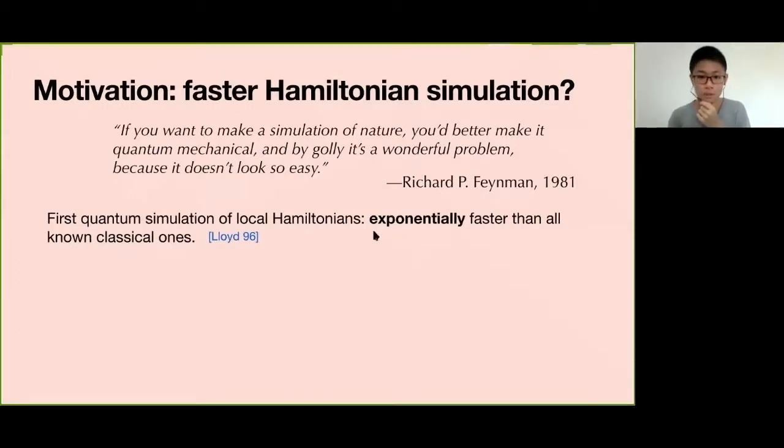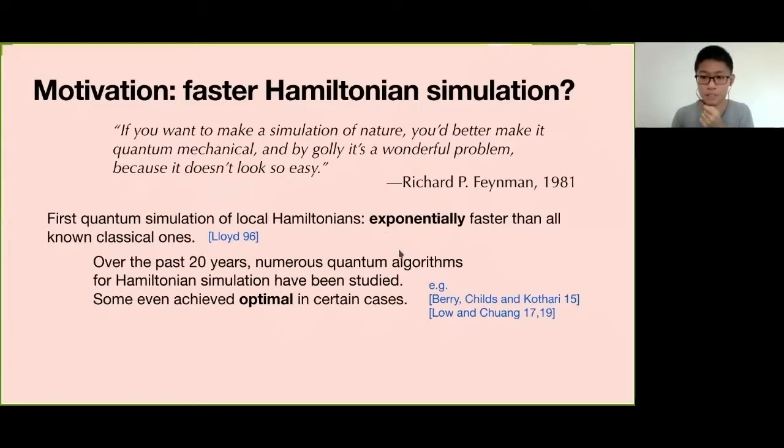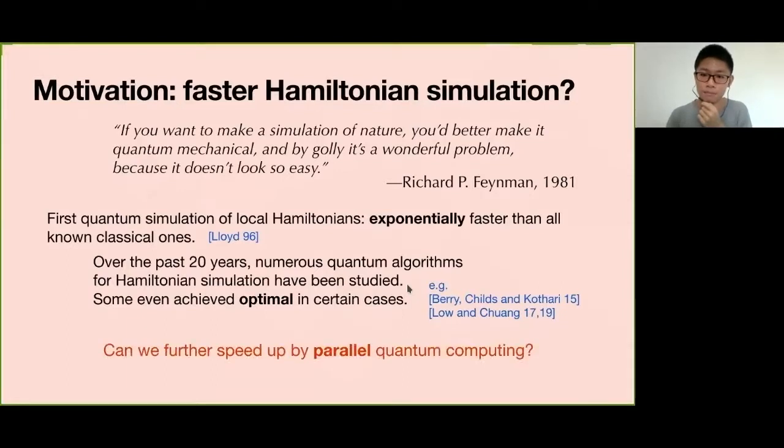Local Hamiltonians include many physical Hamiltonians of interest, because in physics, many Hamiltonians involve local interactions. Over the past 20 years, many quantum algorithms for Hamiltonian simulation have been studied. Some of them even achieve optimality in certain cases. That means the complexity of these quantum algorithms matches the lower bound for this task. Now we can ask a question: can we further speed up the quantum algorithm for simulation by introducing parallelism? The concept of parallelism will be formalized later.